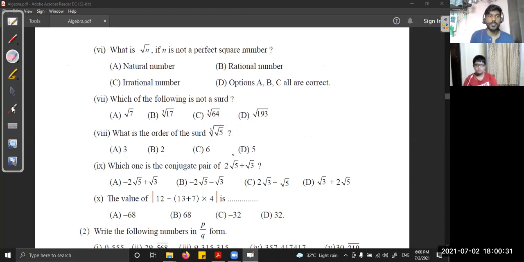Okay, next see the ninth one. Which one is the conjugate of this? So as I said, in the conjugate, we take the opposite sign. So if it's minus, it will become plus. So which one is the correct option? So root 3 plus 2 root 5. D.